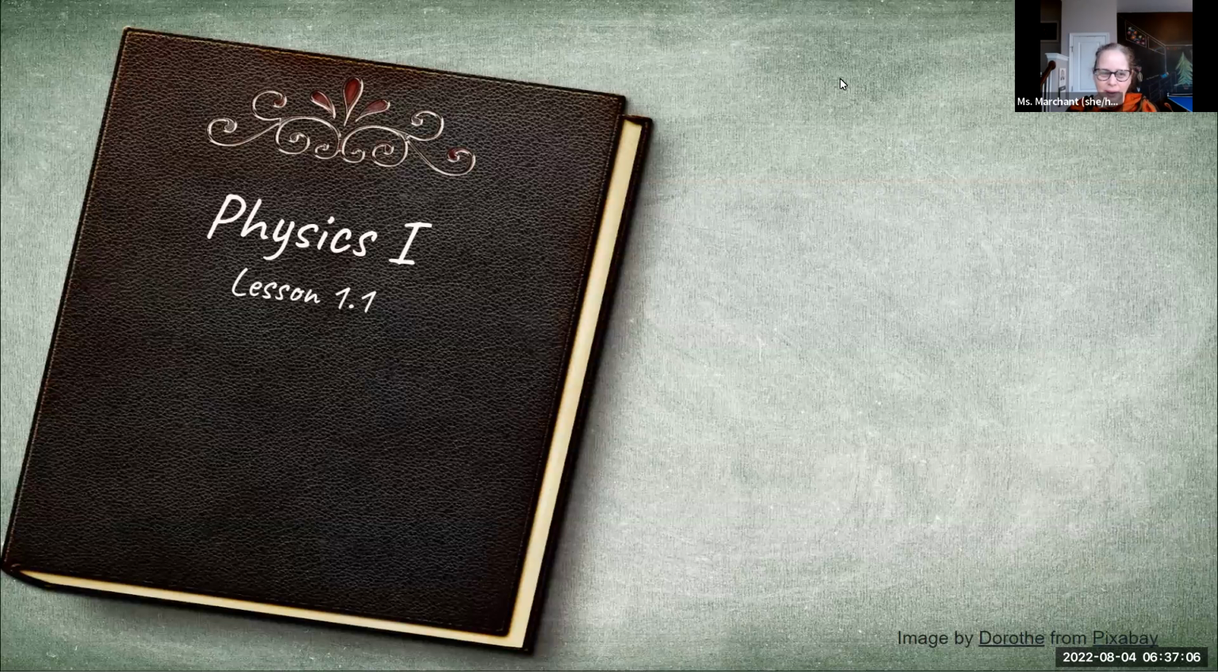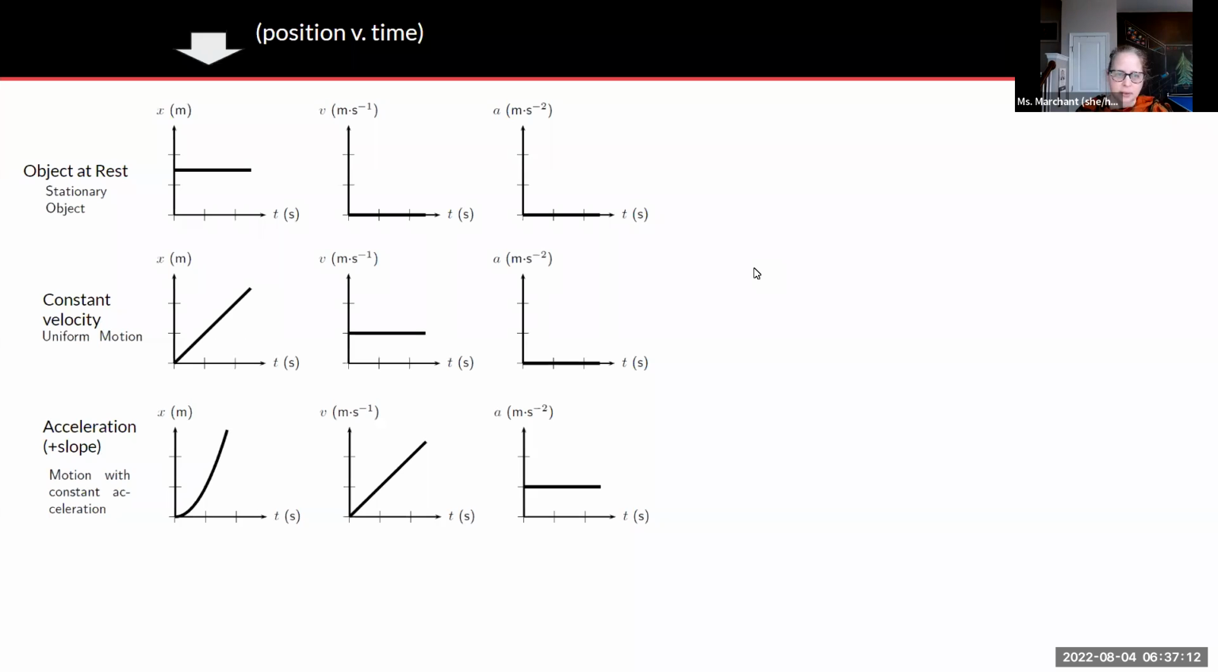Hello. So today we are going to do a little bit more with lesson 1.1. We have these 9 graphs here, and the main one you're going to look at for today is the far left because that is the position and time graph.